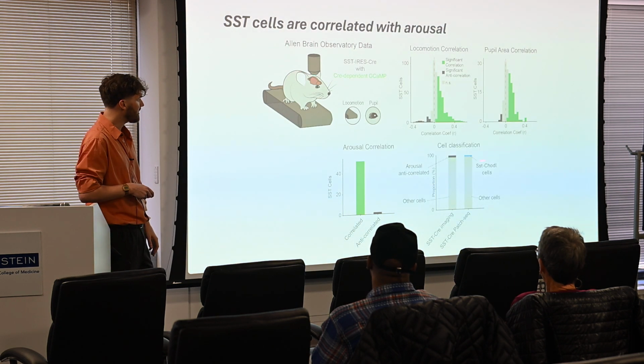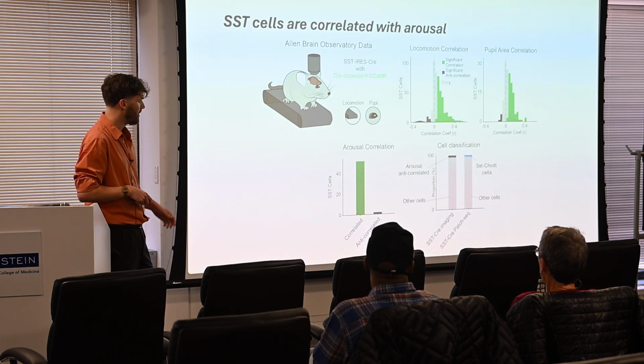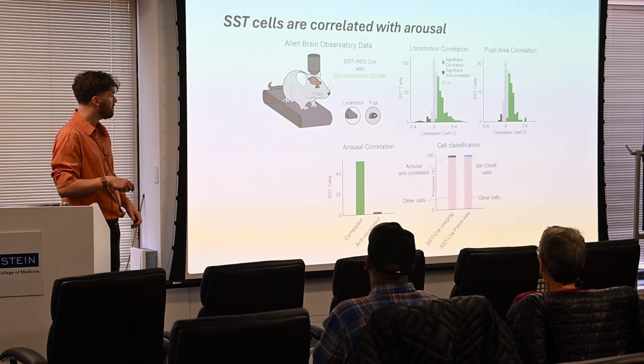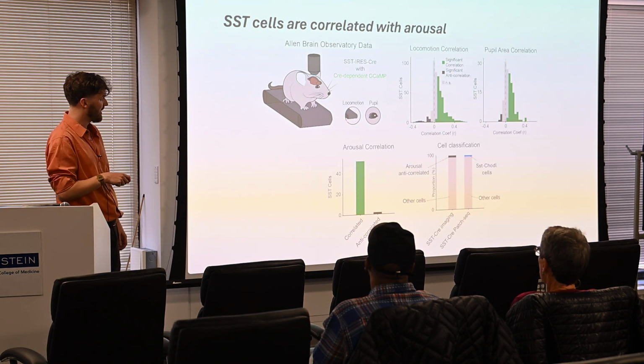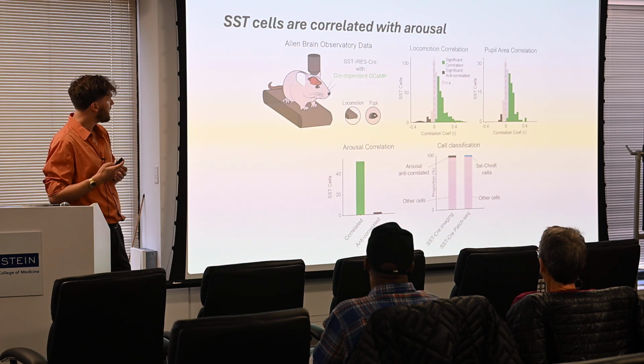Very interestingly, the proportion of these arousal anti-correlated cells is almost the exact same proportion that the somatostatin chodal cells make up within the somatostatin population as a whole, suggesting that maybe we're getting these somatostatin chodal cells in this experiment. This is really showing that our somatostatin chodal cells are quite unique in the way that they're active and inactive. They're quite unlike the other somatostatin neurons in the brain.